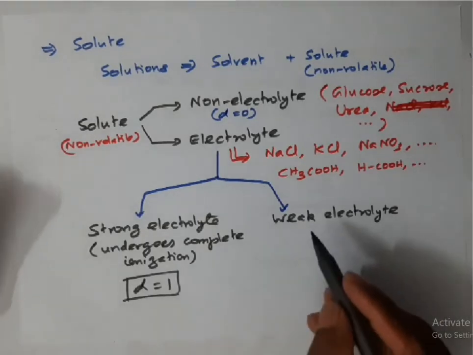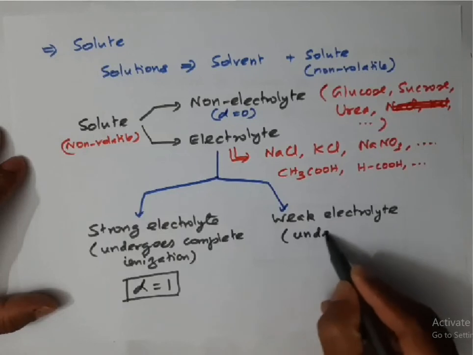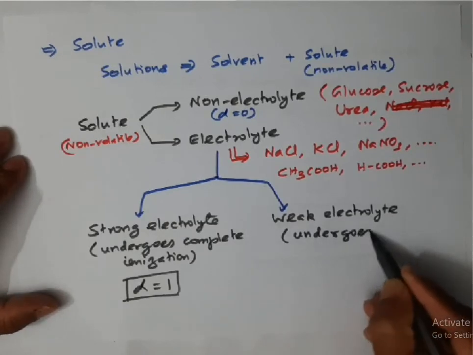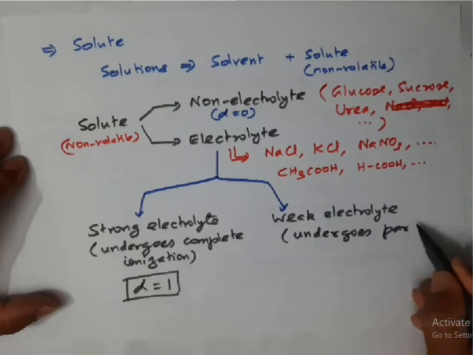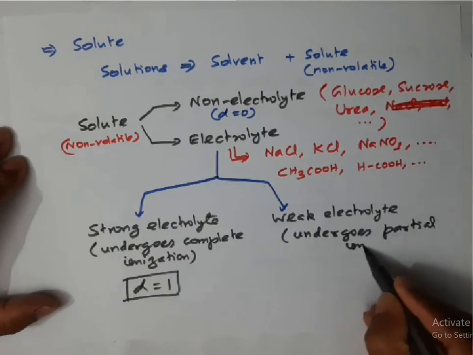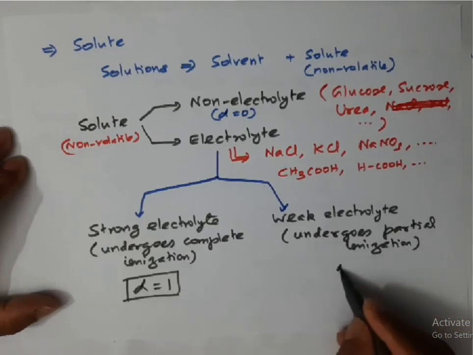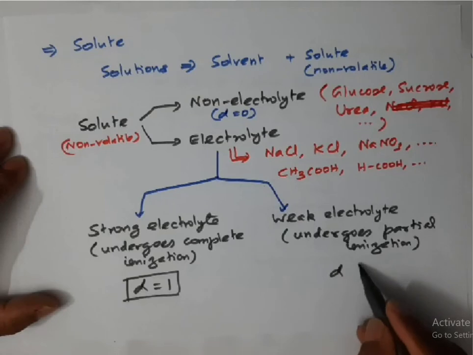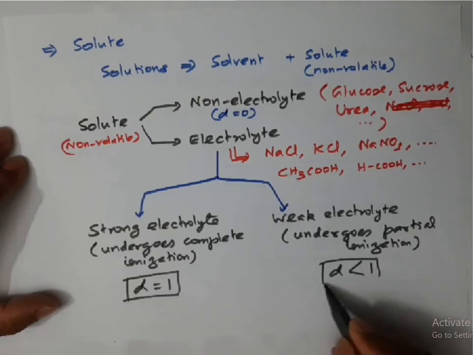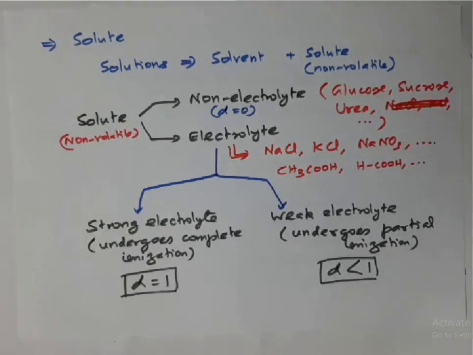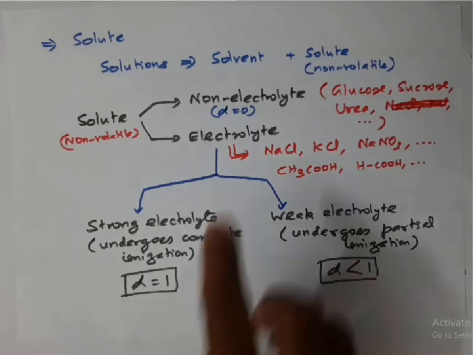Whereas a weak electrolyte undergoes partial ionization. Therefore, the degree of dissociation for a weak electrolyte is less than 1. It is not 0. Less than 1 doesn't mean it may have the value 0. The value will be above 0 but less than 1. Value 0 means it is a non-electrolyte.